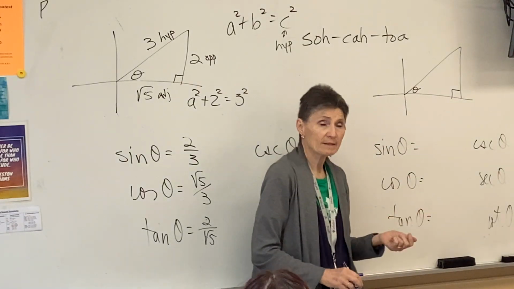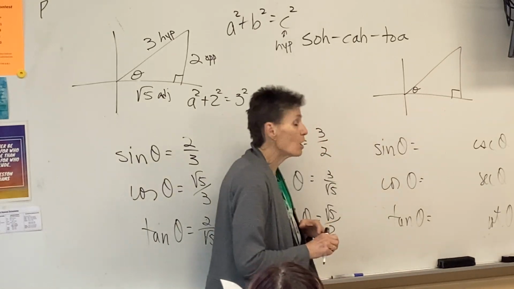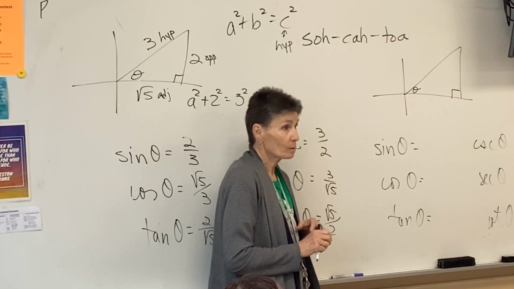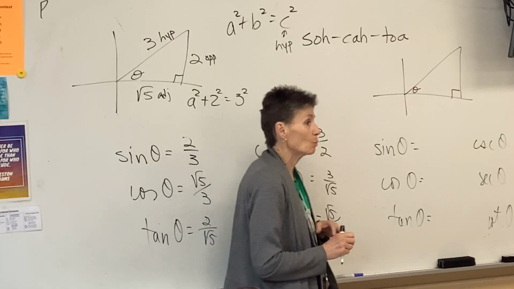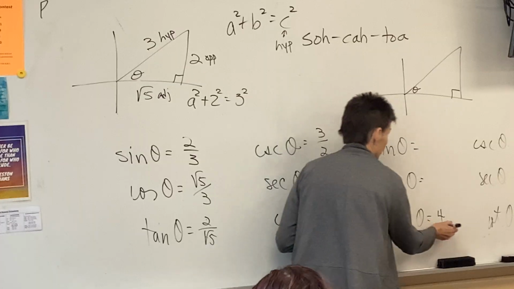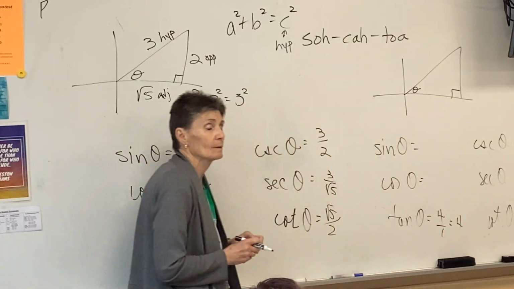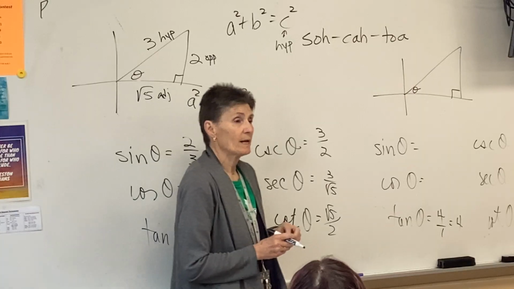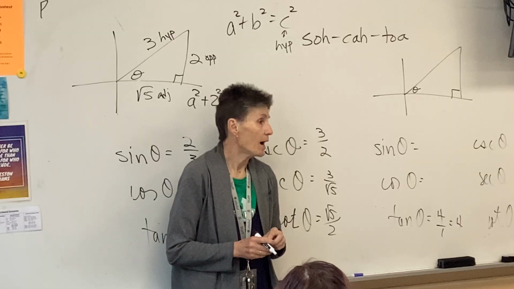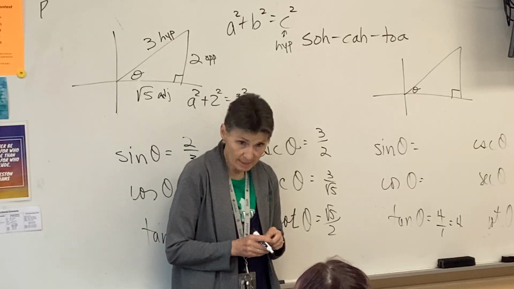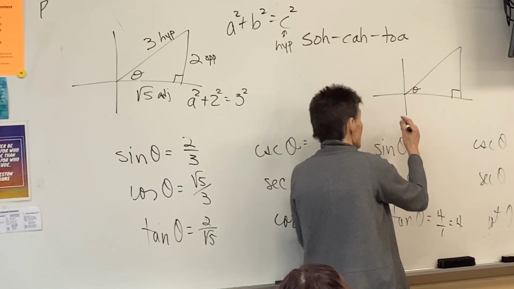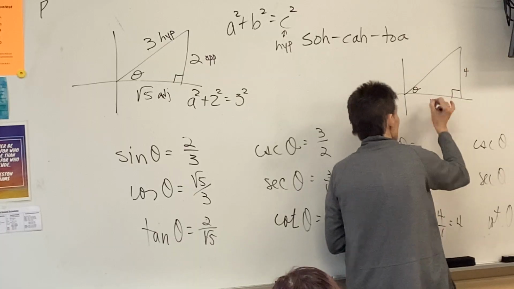This time, the only thing they told me was that the cotangent is 1/4. Okay? If the cotangent is 1/4, then doesn't the tangent have to be 4 over 1? Yep. All right, so tell me what I know about tangent. Tangent, so good, TOA. Tangent is opposite over adjacent. So here's my standard picture. Opposite is 4, adjacent is 1.